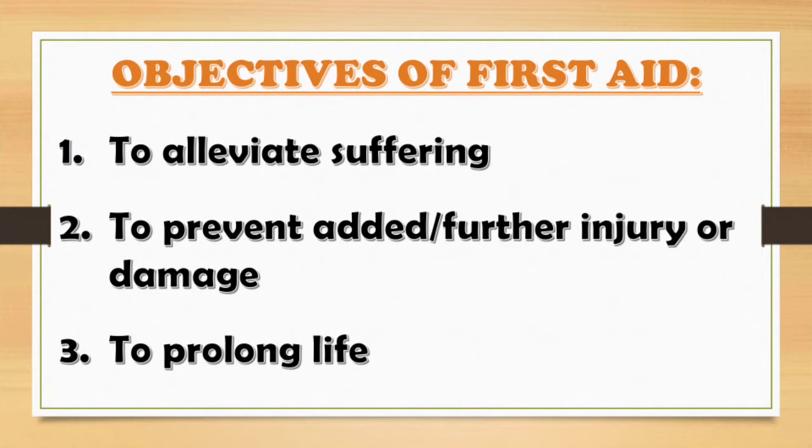The following are the objectives of first aid, or ang mga importanteng dahilan kung bakit kailangan itong gawin. First is to alleviate suffering, or para mabawasan ang sakit na nararamdaman ng biktima. Second is to prevent added or further injury or damage, or para hindi na lumala pa o maging mas grabe pa ang sitwasyon ng biktima. And the last one is to prolong life of the victim, or para mapahaba pa ang buhay ng biktima upang siya ay umabot at magamot pa ng mas mabuti sa ospital.